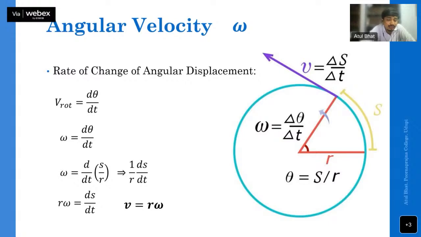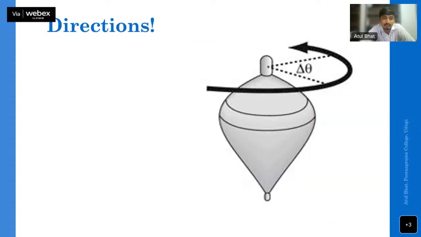This is another formula that relates rotational motion to linear motion. We had got s is equal to r theta, where we said linear distance is equal to radius times angular displacement. Similarly, here we've got v is equal to r omega, which says linear velocity is equal to radius times angular velocity. So it relates v and omega. This is something we may be asked sometimes.